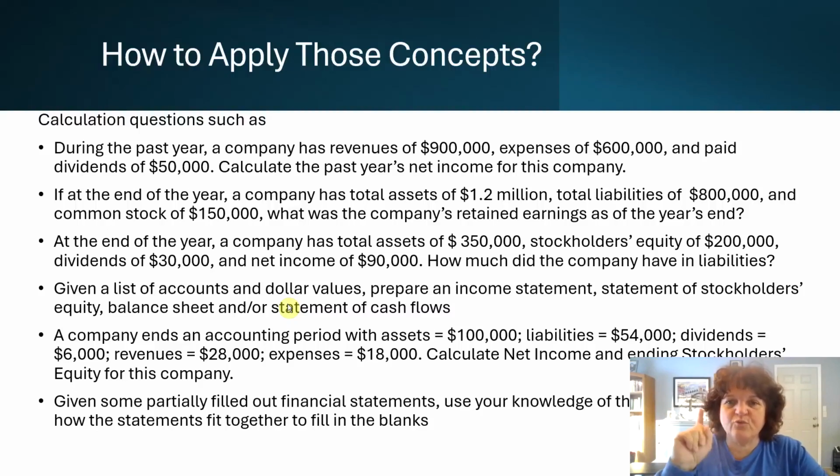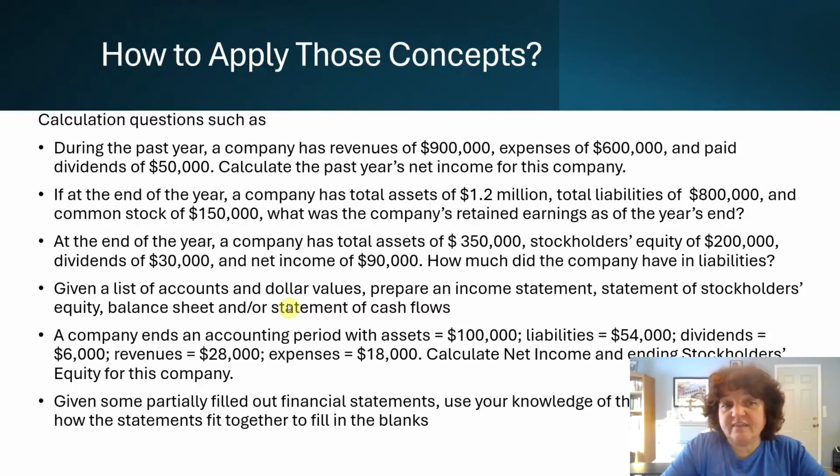So again, step 1 is calculate the total equity, which is the 1.2 million minus 800,000, which gives you 400,000. And then you say, okay, equity of 400,000 is made up of 150,000 in common stock plus what amount of retained earnings, and that would be 250,000.